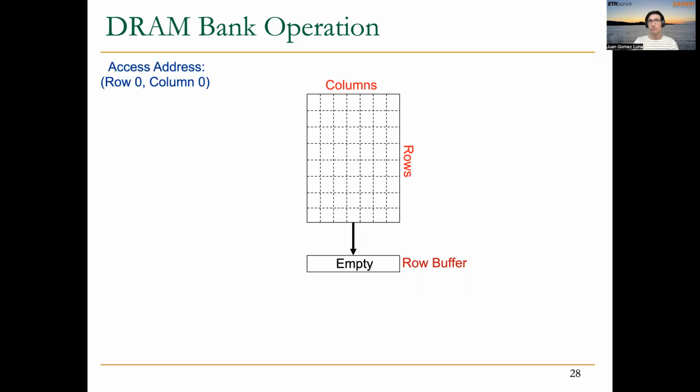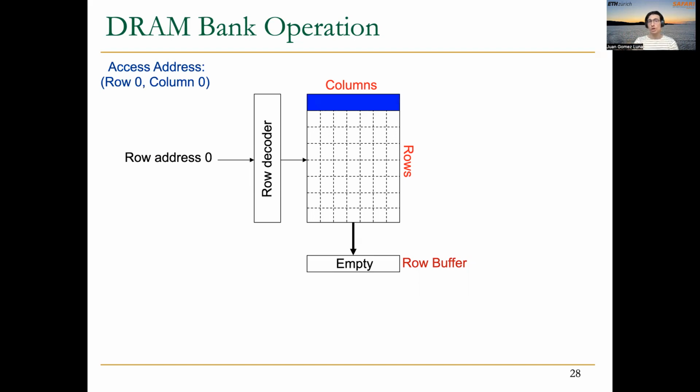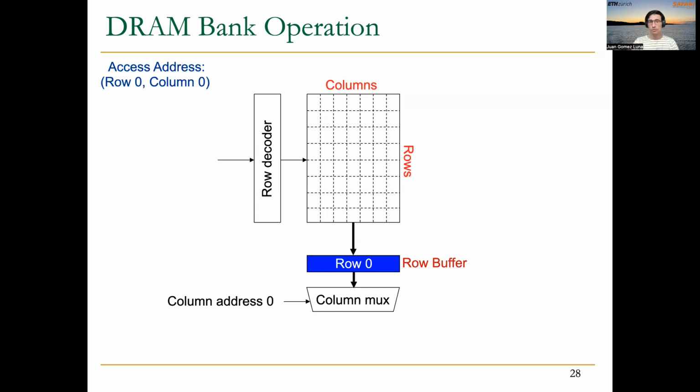So in the very beginning, the row buffer is empty. At some point, we want to access one element, the element located in row 0 and column 0. So what we do is providing the row address, which are some certain bits of the address, to the row decoder, and this row decoder will activate one specific row, in this case, row 0. So what happens next is that the entire row goes to the row buffer, and then using the column multiplexer and using the corresponding bits of the address, the bits that correspond to the column, we can start reading elements from the row. This would be column 0.